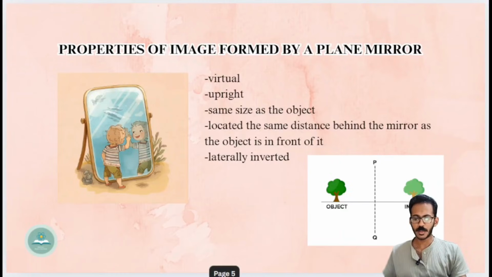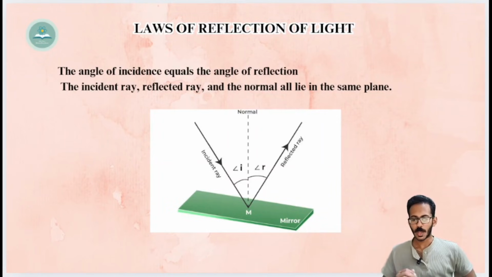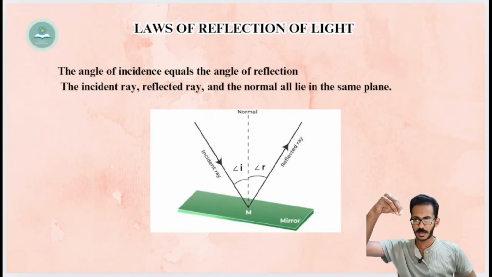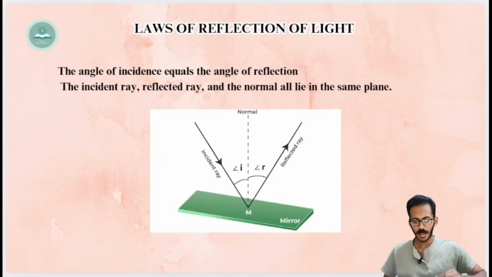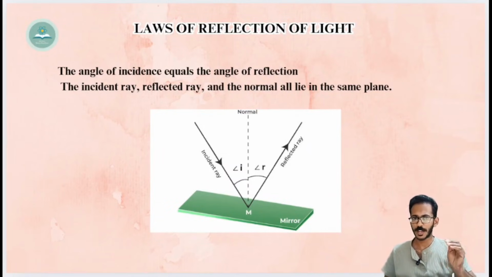In plane mirror, we have two laws of reflection, which is very important for us. Laws of reflection of light in plane mirror. So as you know, in plane mirror, when a light is going and hitting, we call that ray of light as incident ray. And the ray which comes back after reflection is called reflected ray. So we have an incident ray there and we have a reflected ray there.